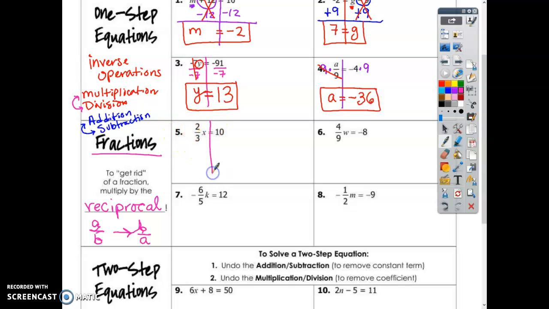To get rid of the fraction, I'm going to multiply by the reciprocal, 3 over 2. You just flip. So multiply by the reciprocal, 3 over 2. Why? Because these cancel. Okay, they're going to cancel.